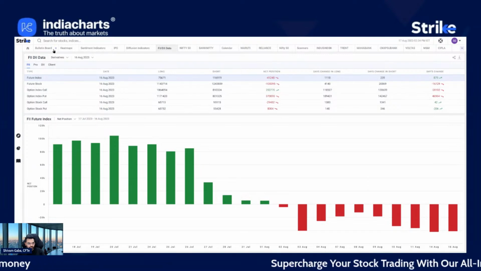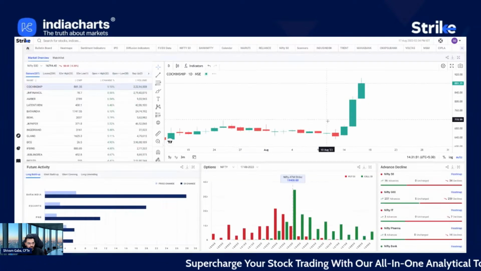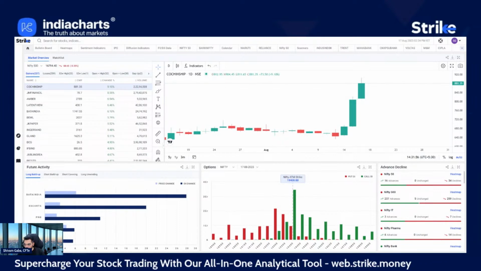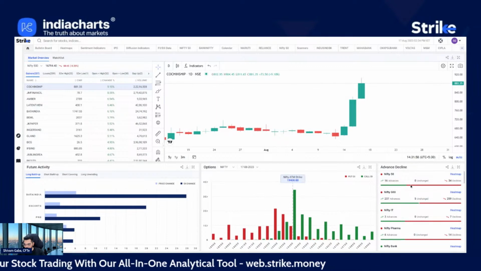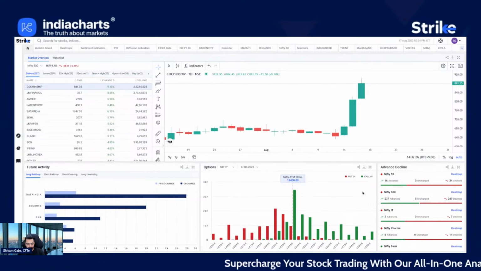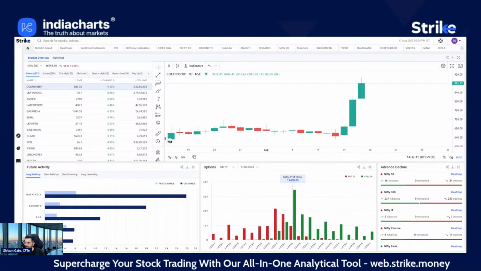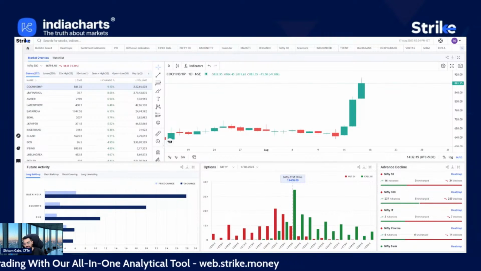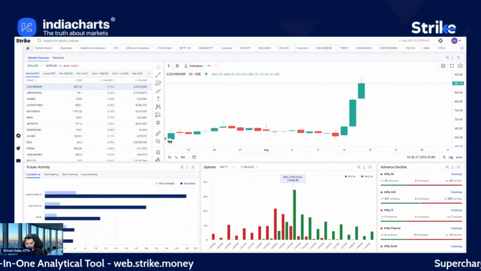So let's move to today's action. You can see more stocks are negative than positive in the Nifty. 34 stocks are down today, 16 are up, and similar is the case with Nifty 500. So stock specific action is in play, wherein selected stocks are performing despite what is happening in the broader market. The indices are slightly flat to negative because of the expiry day as well.